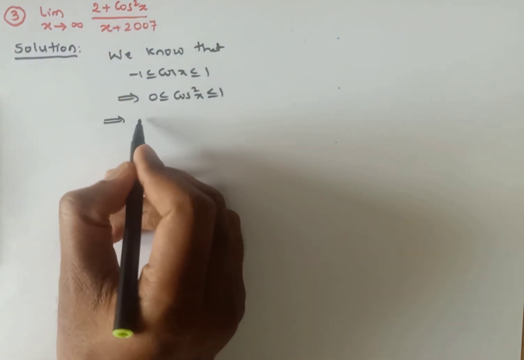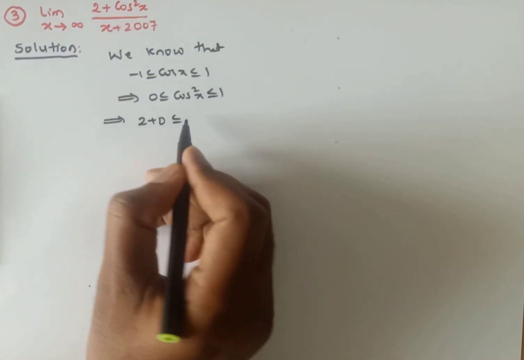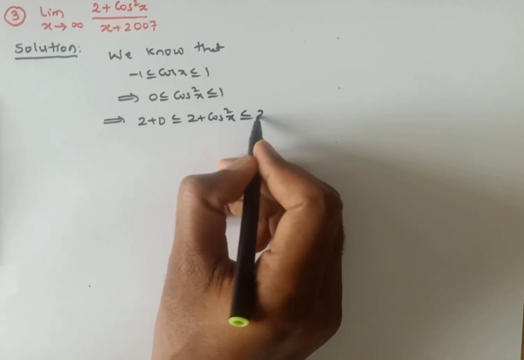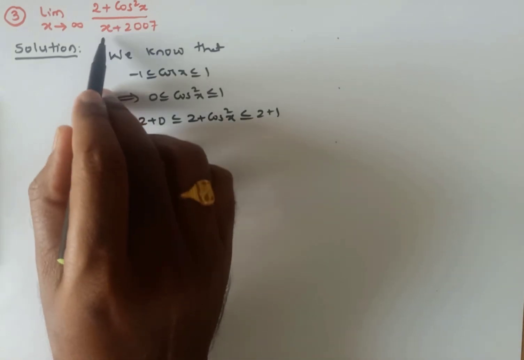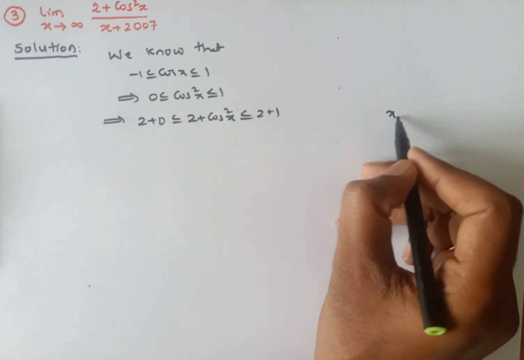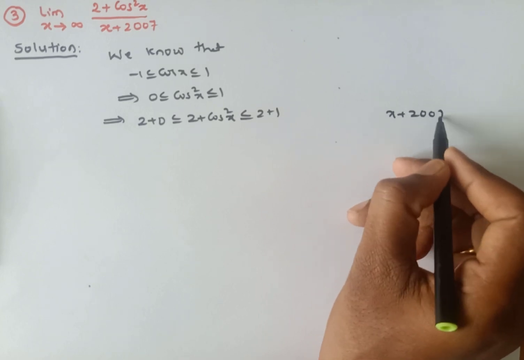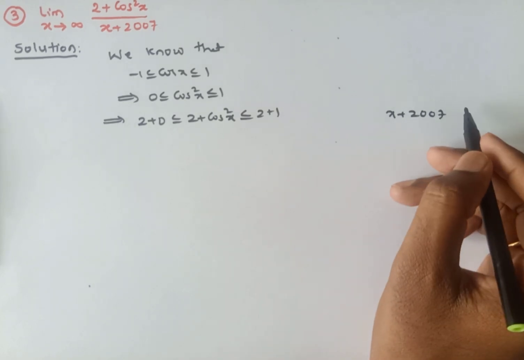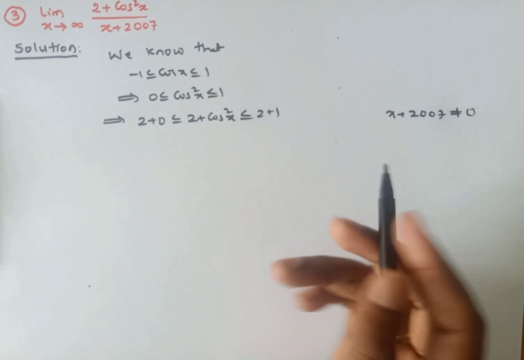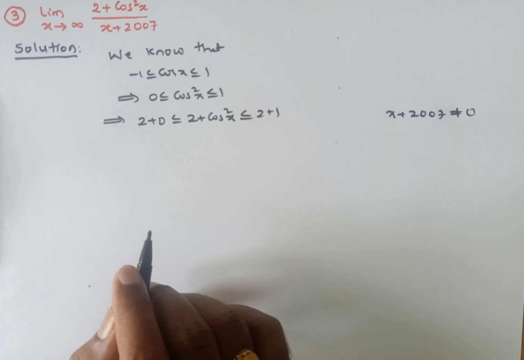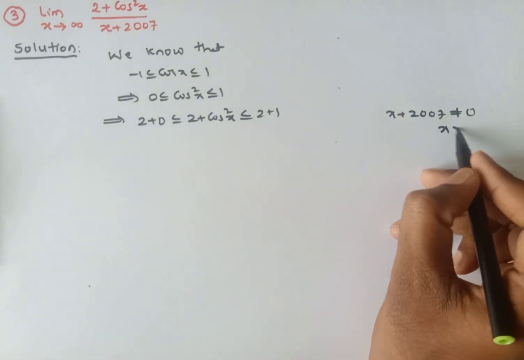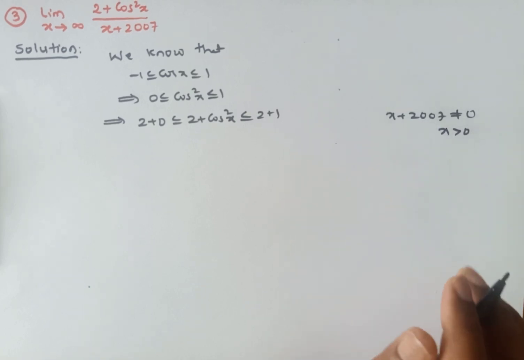So add 2 on the entire inequality. This is less than or equal to 2 plus 1. Next, we need to get x plus 2007 in the denominator. When we divide by x plus 2007, it must not be negative and not equal to 0. So x plus 2007 is never negative since x goes to infinity only. Already given, x is a positive quantity, so x plus 2007 is also positive.